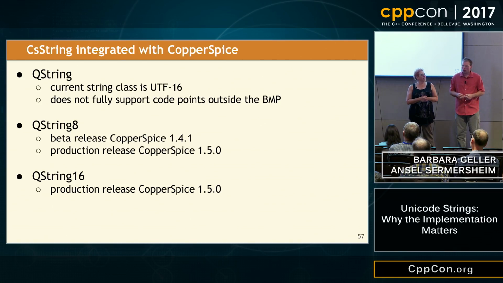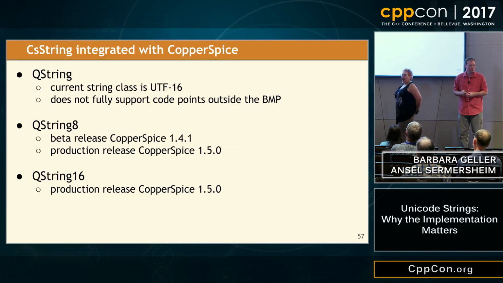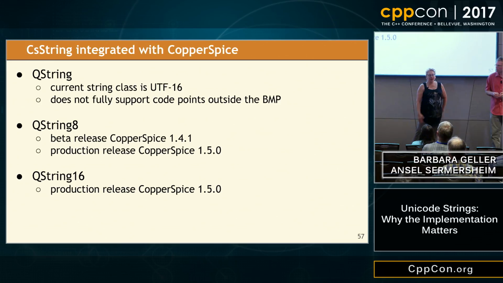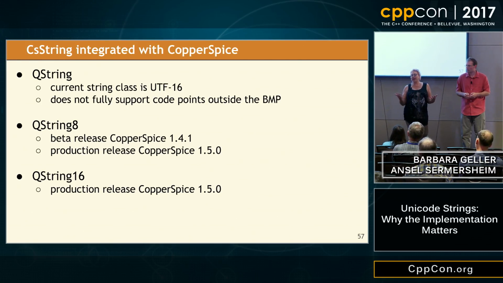We're in the process currently of taking the CsString library and integrating it back into CopperSpice. We're going to gain several benefits by doing this. First and foremost, it will gain support for UTF-8 strings, which are much more efficient and better designed. We have about 75% of the QString methods working in QString 8. It was very interesting implementing things like being able to normalize upper and lower case.